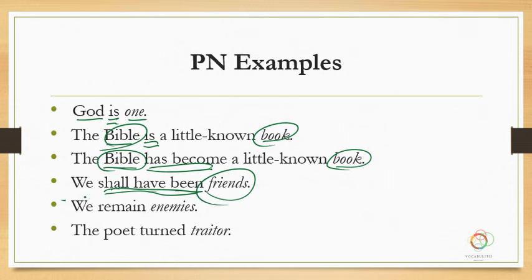We equals friends. Okay, we are not now, but later, when we look back, somewhere along the way, we shall have been friends before that point. But regardless, we equals friends. All right, we remain enemies. We equals enemies. Poet turned a traitor. In this case, the poet didn't do any action of turning. The poet equals the traitor eventually. And so if you can do that equal sign, then you have a linking verb.